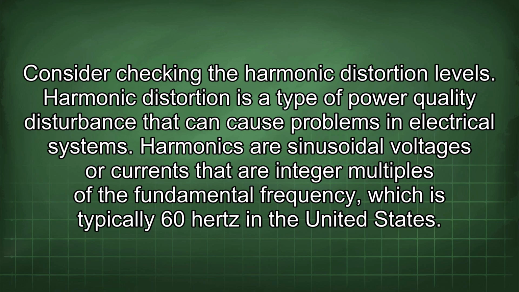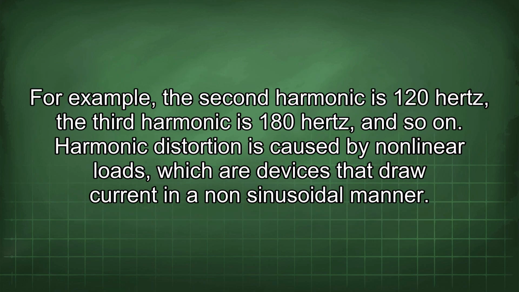Consider checking the harmonic distortion levels. Harmonic distortion is a type of power quality disturbance that can cause problems in electrical systems. Harmonics are sinusoidal voltages or currents that are integer multiples of the fundamental frequency, which is typically 60 Hz in the United States. For example, the second harmonic is 120 Hz, the third harmonic is 180 Hz, and so on.